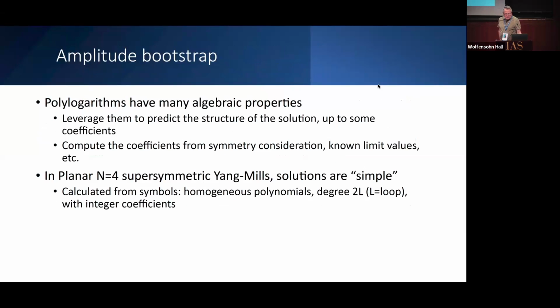So Lance and his colleague have been working on amplitude bootstrap, which basically leverages the properties of polylogarithms so as to predict the structure of the solution to the coefficients, and then compute integer coefficients from symmetry considerations, knowing limit values, symmetries, etc. It happens that in planar N=4 supersymmetric Yang-Mills, the solutions are relatively simple. That is, you can compute the amplitudes from symbols, which happen to be homogeneous polynomials of degree 2L, if L is the loop, with integer coefficients.